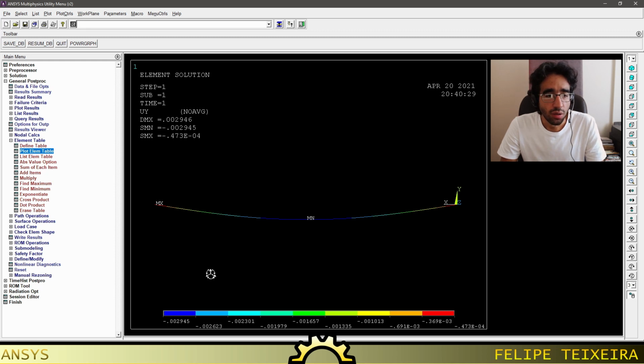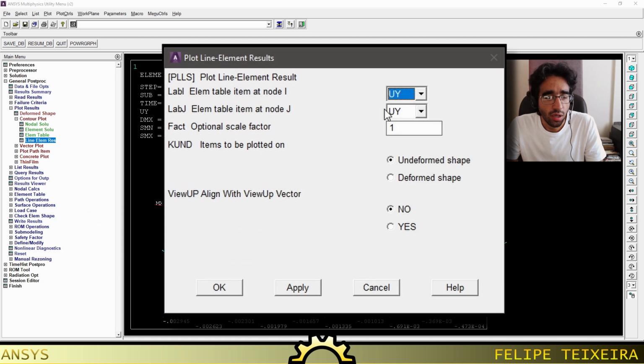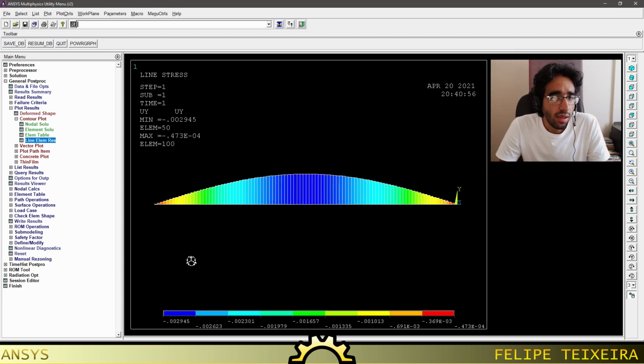But the advantage here is that when I create an element table, meaning I have mapped some result to every single element in this model, I can use a different plot option which ANSYS also offers, which is the line element results. So I'm going to plot the UY element table, which I have just created. I'm going to plot it on the undeformed shape. And there you go. ANSYS drew a diagram which shows colored bars indicating the value of that element table, which in this case is the UY displacement, at every single element. So this diagram is basically a diagram of my deflection.